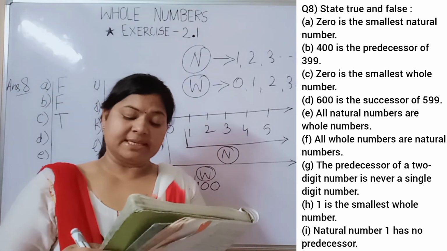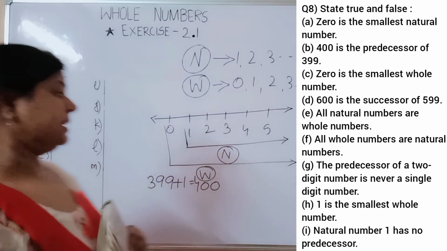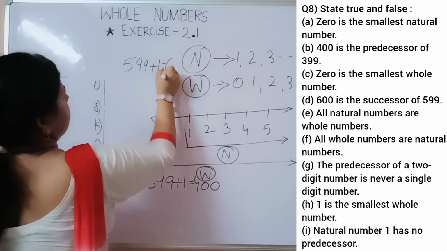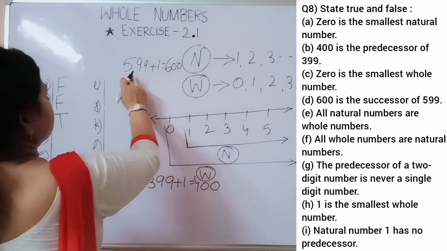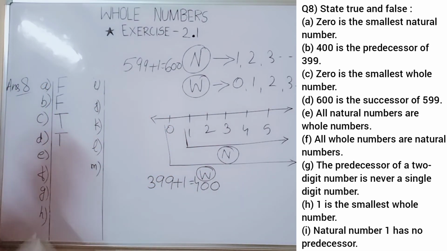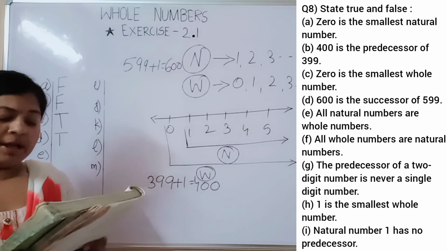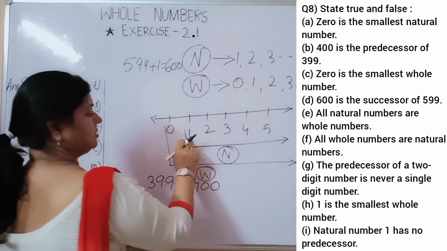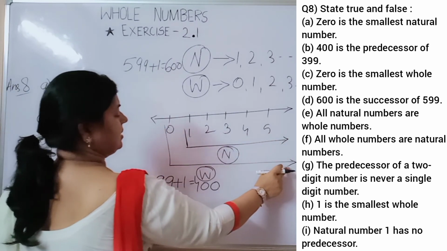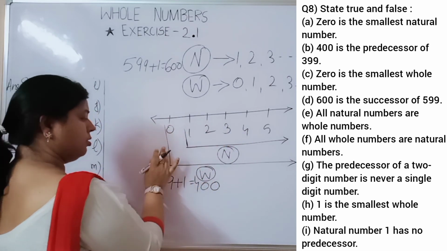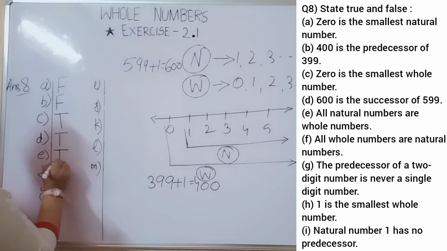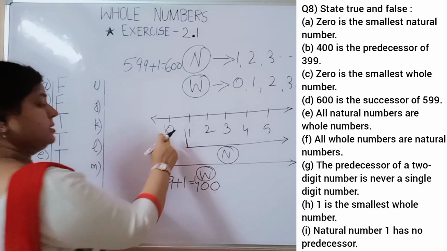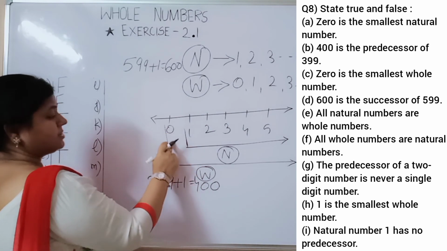D part, 600 is the successor of 599. Yes, the statement is correct because 599 plus 1 is 600. It means 600 is the successor of 599. True. Next part. All natural numbers are whole numbers. All these are natural numbers and all these are whole numbers. It means all natural numbers are also whole numbers. True. Next part is all whole numbers are natural numbers. No, 0 is not a natural number. So this is a wrong statement.